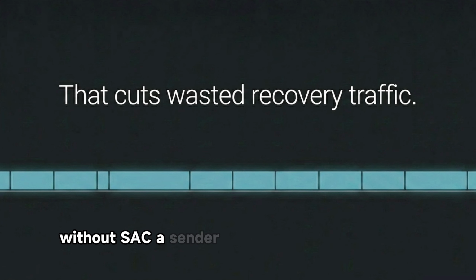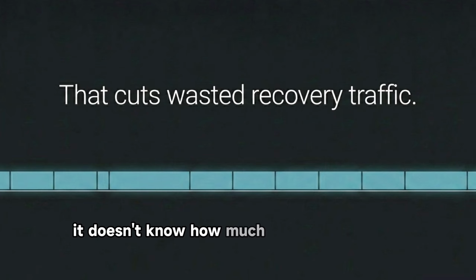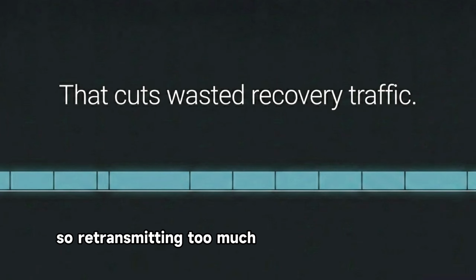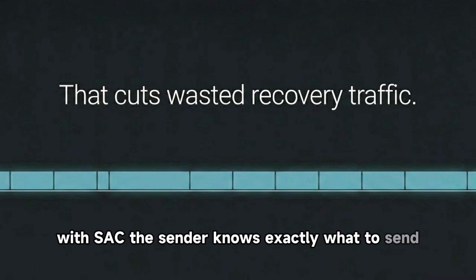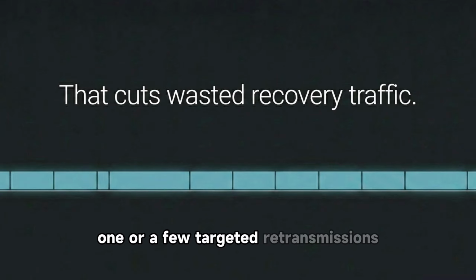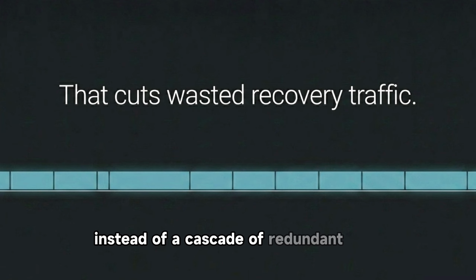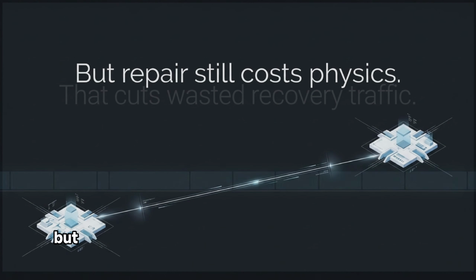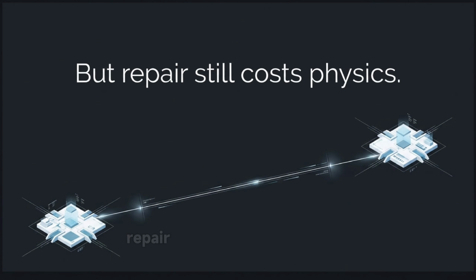Without SACK, a sender retransmitting after a loss has to be conservative. It doesn't know how much buffered data the receiver has beyond the gap, so retransmitting too much is safer than too little. With SACK, the sender knows exactly what to send, one or a few targeted retransmissions instead of a cascade of redundant ones. Less bandwidth wasted, faster recovery. But even with perfect selective acknowledgement, repair has an unavoidable cost, and it comes from a constraint that no amount of clever engineering can remove: the speed of light.